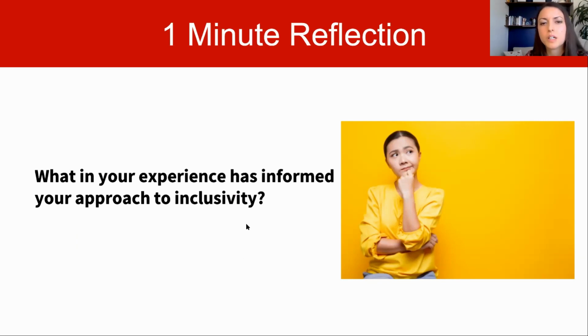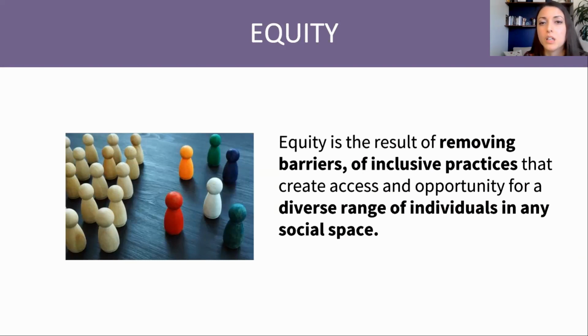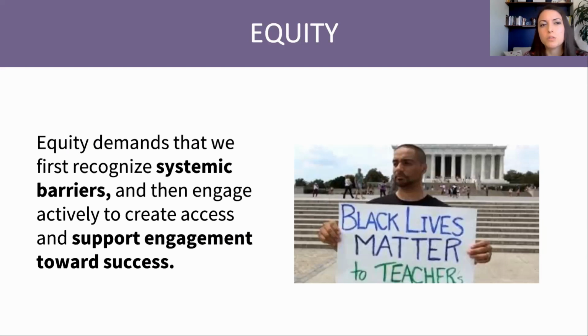I wanted to cover some of these aspects of equity, which is the last term that we want to think through. Equity is important, as we've talked about, because it results in removing barriers and looking at inclusive practices that create opportunities for individuals from diverse spaces, and really finding ways to ensure that there's a distribution of support that supports all individuals. One important aspect I wanted to recognize is that equity does recognize systemic barriers and ensures that we actively engage in ways to support access to engagement for success of all individuals, and acknowledges that there have been barriers within our systems that prevent students from succeeding.